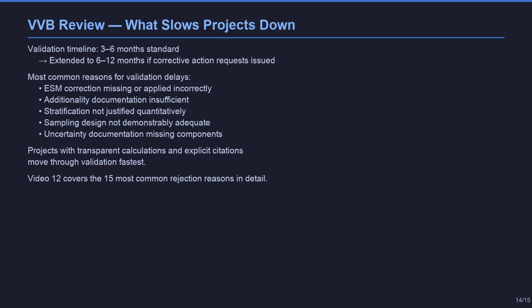VVB validation typically takes 3 to 6 months. It extends to 6 to 12 months, or longer, when corrective action requests are issued. The most common reasons projects slow down in validation: ESM correction missing or applied incorrectly. The most common single issue.